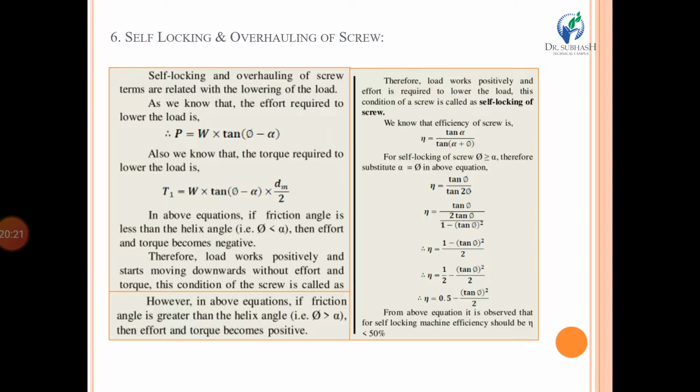And suppose someone says to prove that a self-locking screw has less than 50% efficiency, then simply you have to go through the basic equation of efficiency that we have already discussed, tan α upon tan (α plus φ). By putting the value of φ equal to α in that equation, ultimately you have tan φ upon tan 2φ. And by putting the trigonometric relation of tan 2φ and making simplification, you will have η equal to 0.5 minus tan² φ upon 2. So from that relation it is clearly shown that any self-locking screw has an efficiency less than 50%.